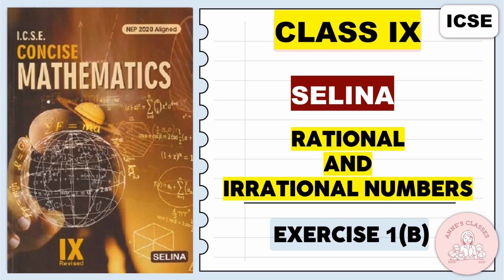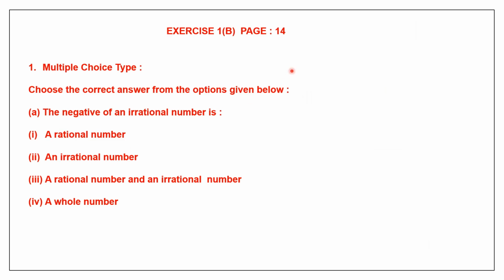Let's do rational and irrational numbers exercise 1b. This is found on page number 14 and question 1 is the multiple choice type. Choose the correct answer from the options given below. Question A: the negative of an irrational number is.